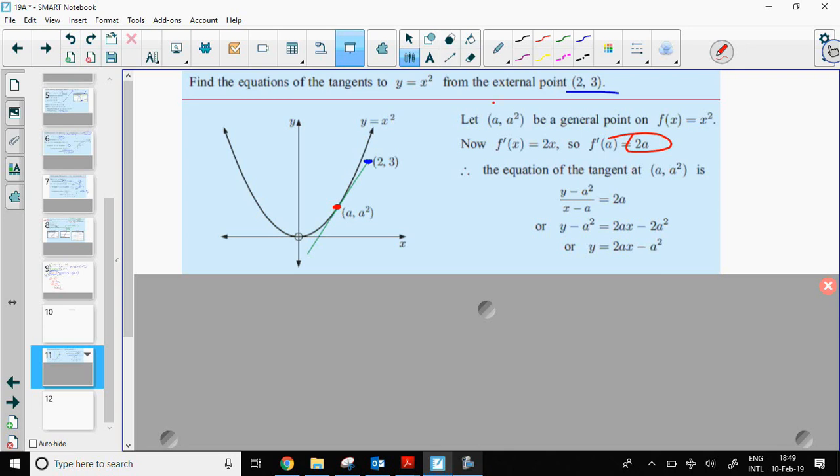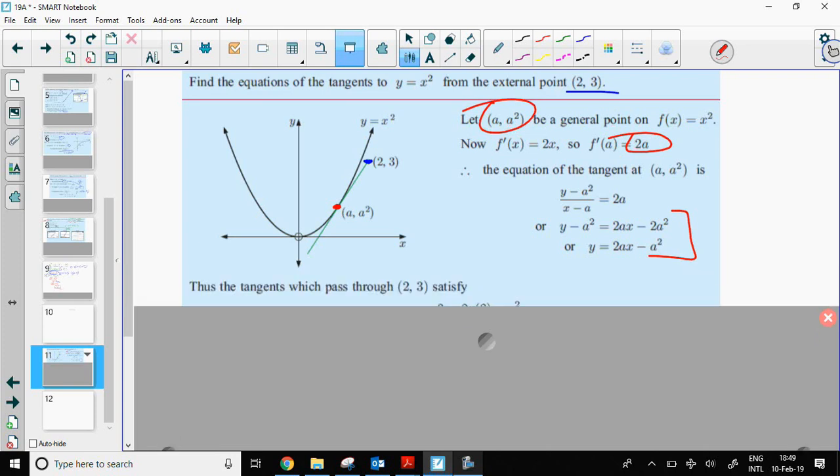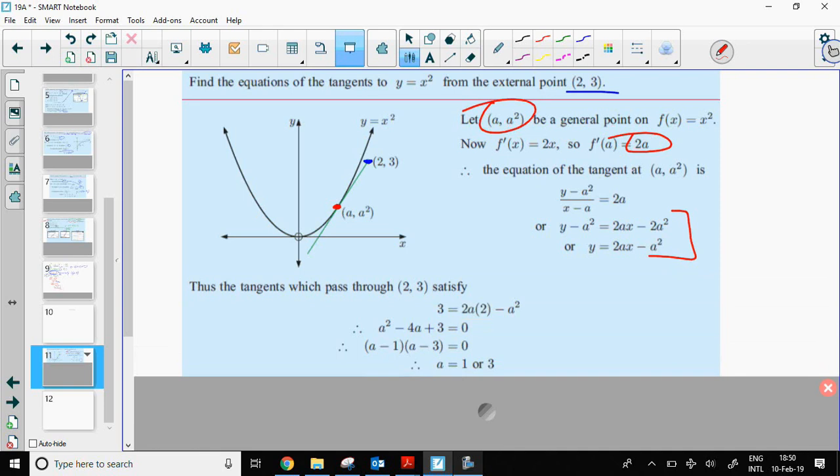So we've got our slope. And we've got a point. So we could say the equation of the tangent line is down there. But we've got to figure out what a is. We know that it goes through (2, 3) also. So that means that we can substitute in 2 and 3 for x and y, and then we're just going to solve this equation for a.